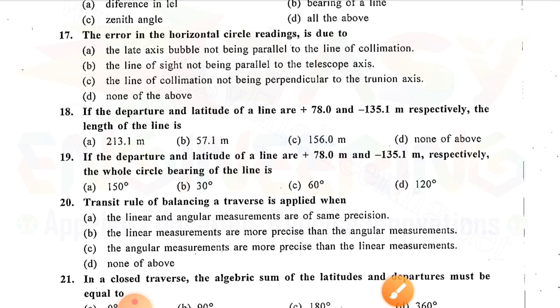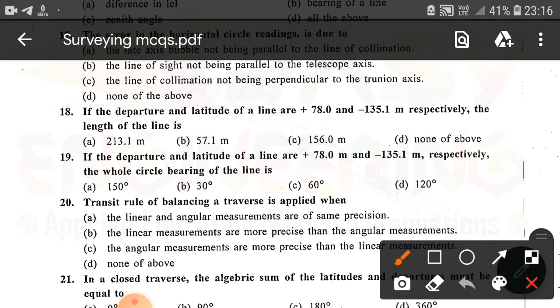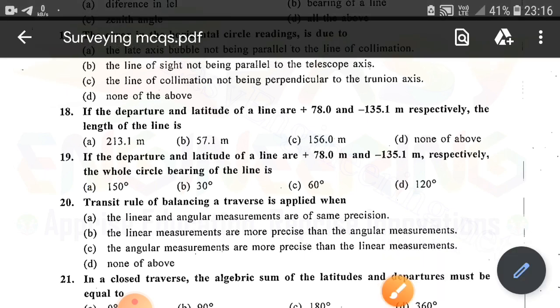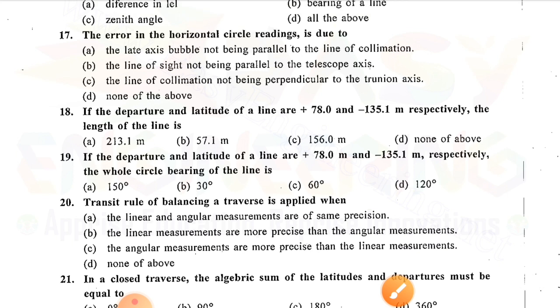Question number 19, if the departure and latitude of a line are 78 and minus 135.1 meter respectively, the whole circle bearing of the line is. Option A is correct, 150 degree. Question number 20, the transit rule of balancing a traverse is applied when. Option C is correct, the angular measurements are more precise than the linear measurements.